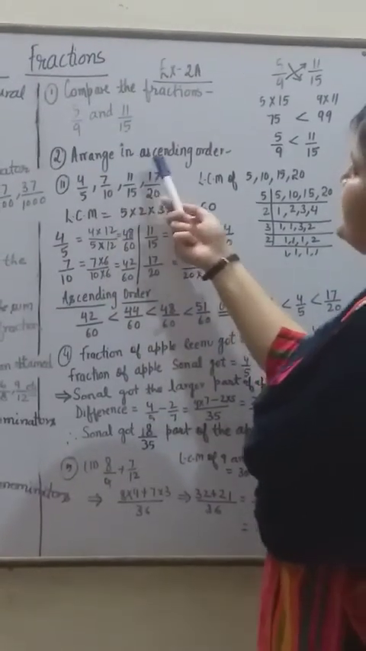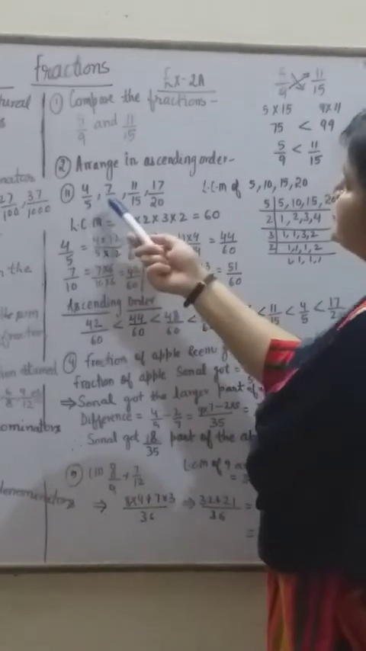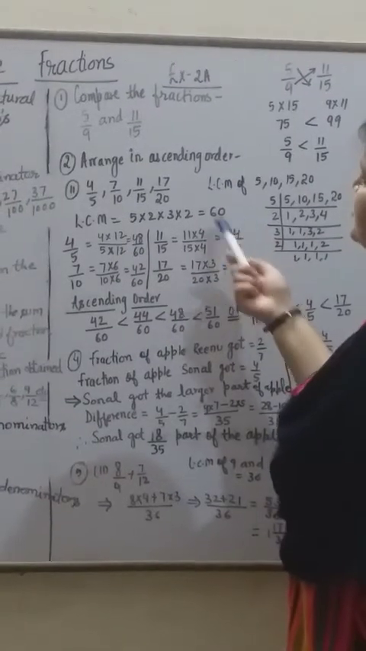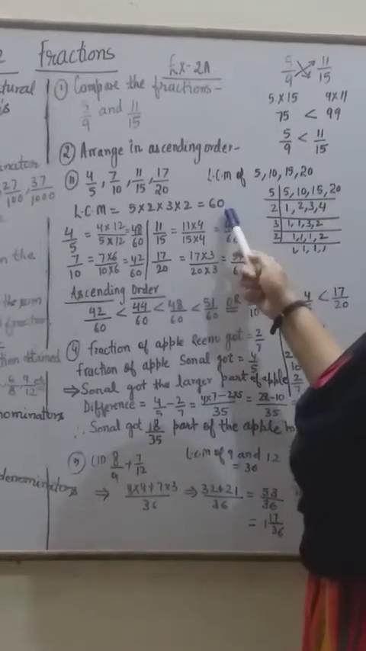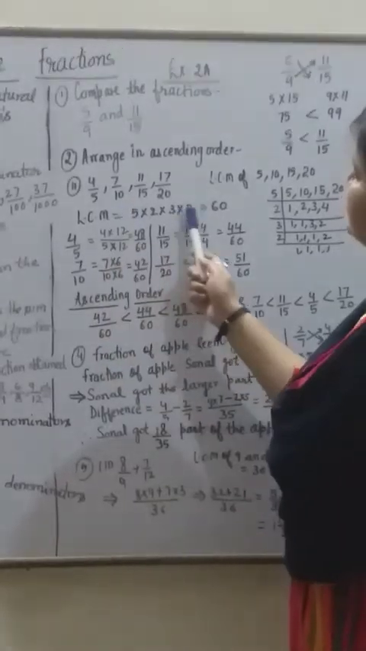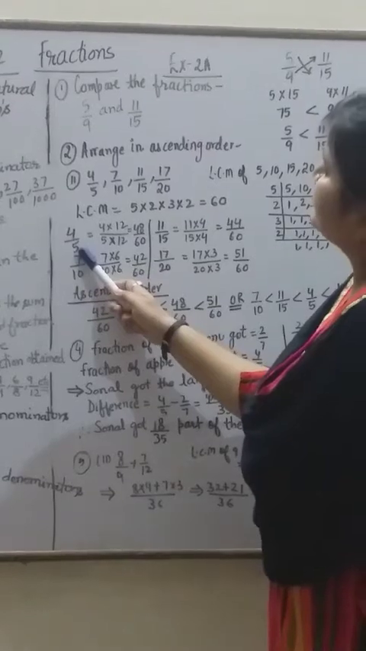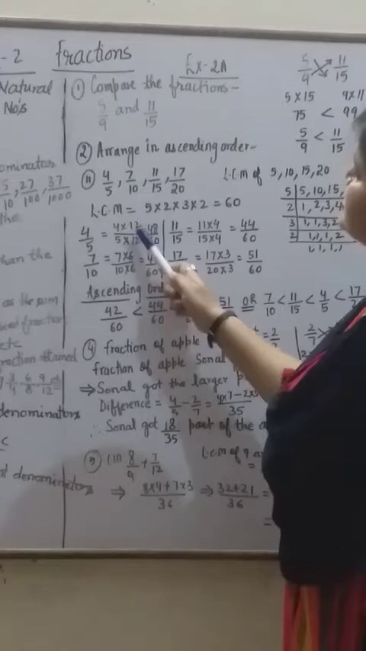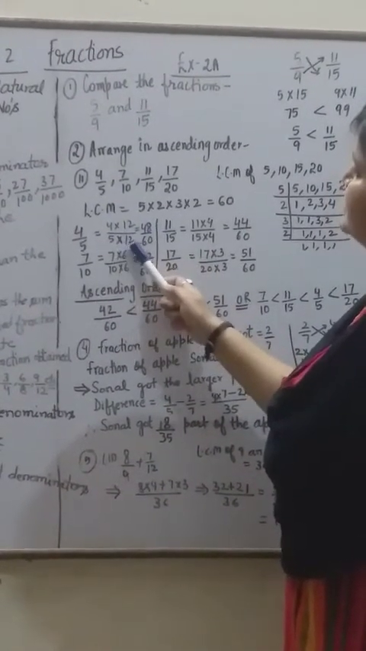Question number 2, we have to arrange these fractions in ascending order. First, just look at these fractions. These are all unlike fractions. We are going to convert them into like fractions. The LCM of 5, 10, 15, 20 we have taken out, 60. How are we going to convert? First, we take the LCM and divide it by the denominator of the given fraction. 60 divided by 5 is 12. Multiply the numerator and denominator by 12. 4 12s are 48, 5 12s are 60.